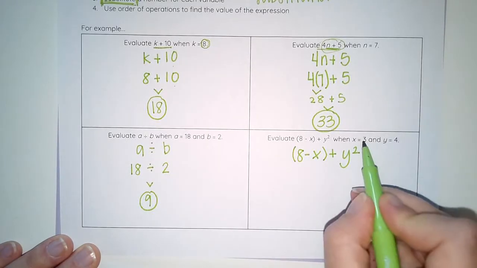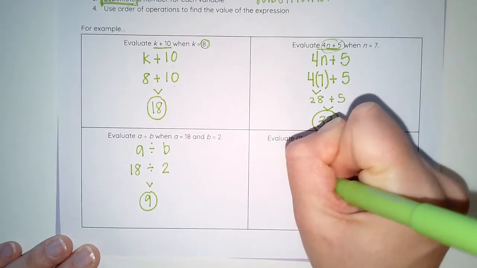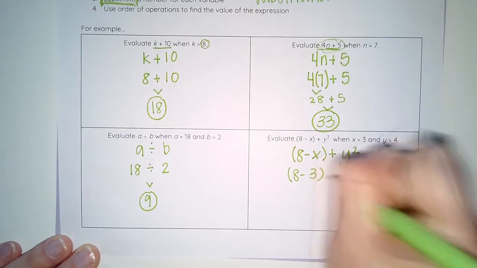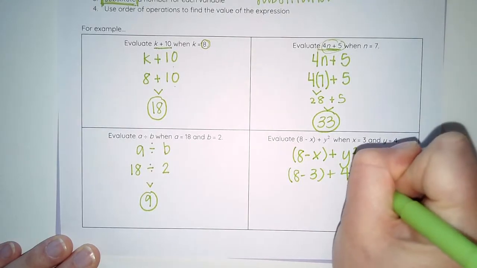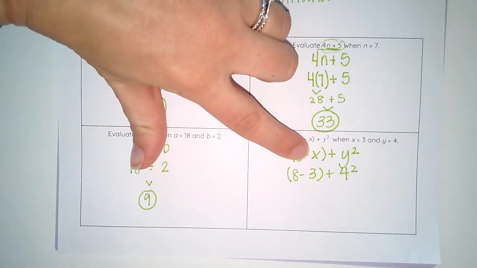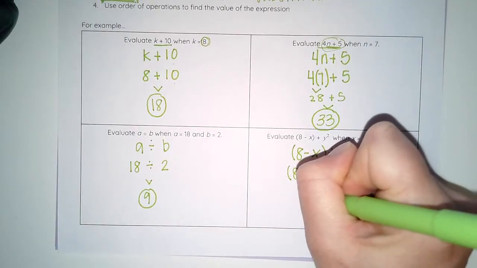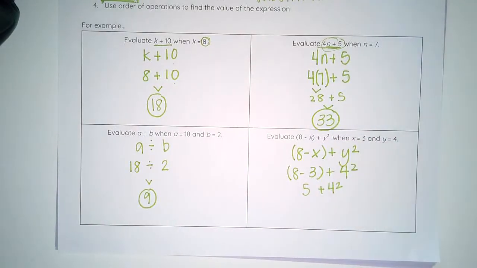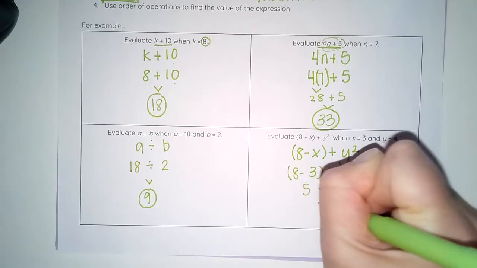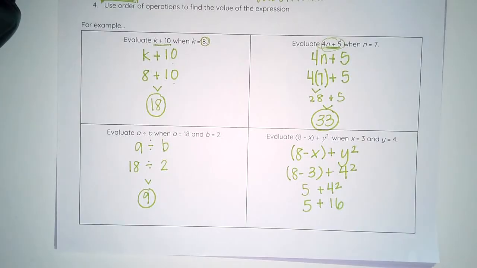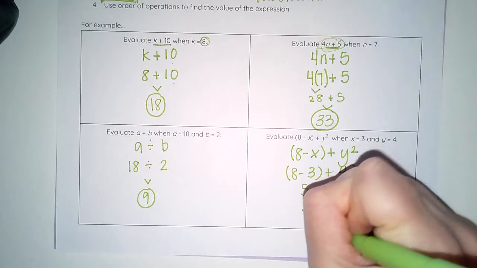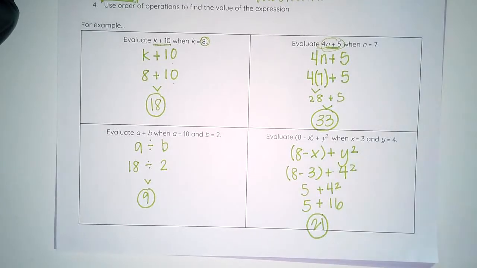All right, so if I substitute in 8 minus 3, plus 4 squared, I use my order of operations, so I start with my parentheses. 8 minus 3 is 5, plus 4 squared. Now I am done with parentheses. I move on to my exponents, plus 5. Now all that I have left is addition. 5 plus 16 is 21. So the value of that expression is 21.